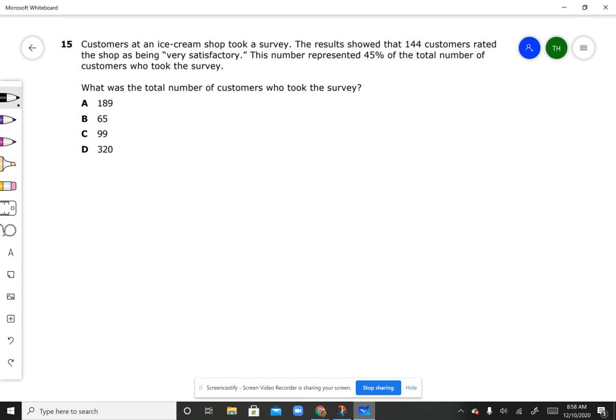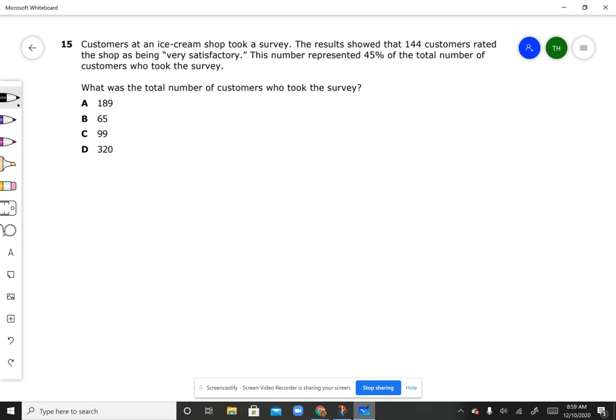Customers at an ice cream shop took a survey. The results showed that 144 customers rated the shop as being very satisfactory. This number represented 45% of the total number of customers who took the survey.